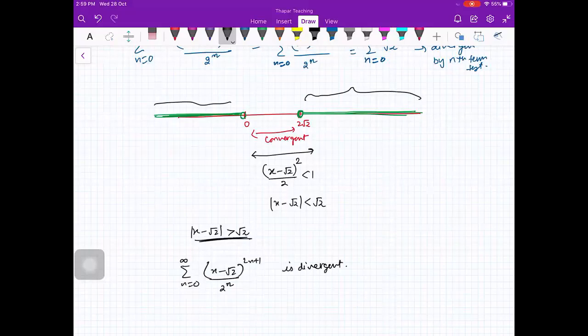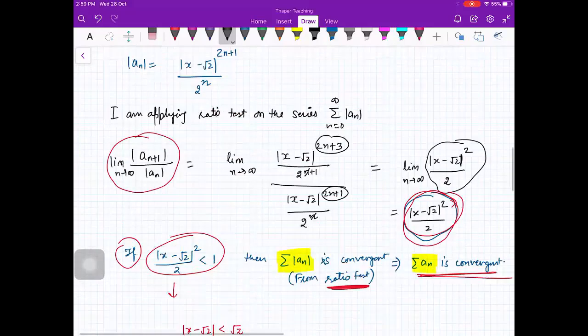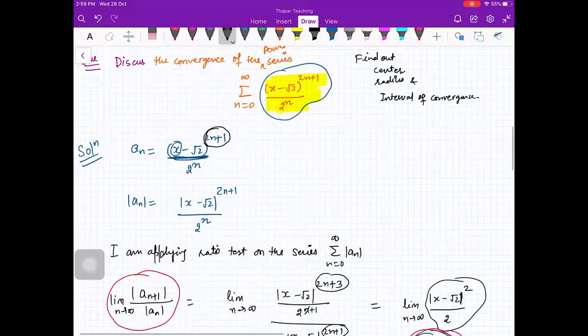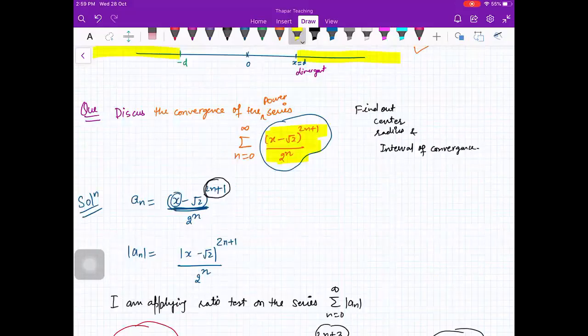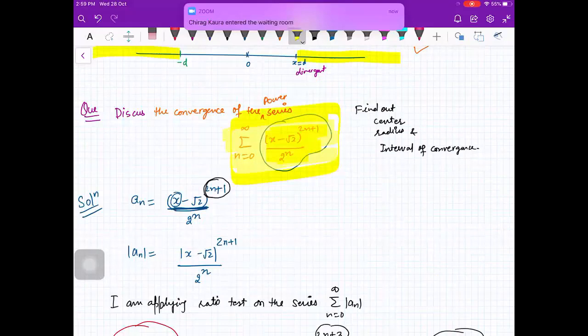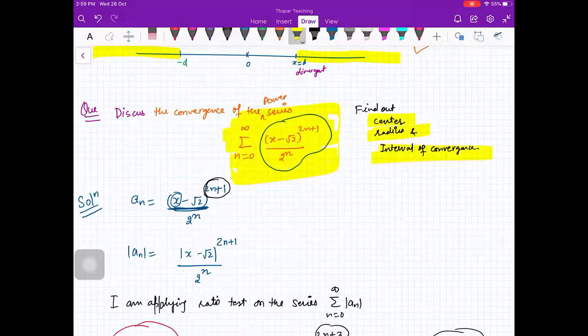Okay, so some students have doubts, so I will repeat. You are given a power series and you are asked to discuss the convergence of this power series and find out the center, radius and interval of convergence. So this is what is being asked. Let me first do this, then we will add one more question. Question may also be to discuss the absolute or conditional convergence. Such a question can also come.